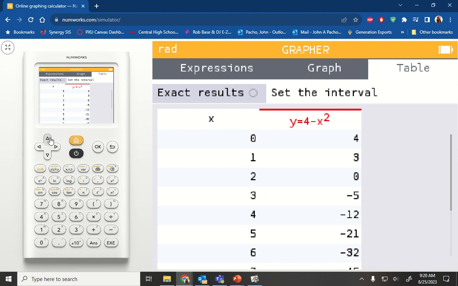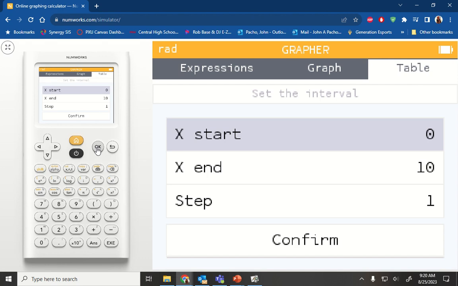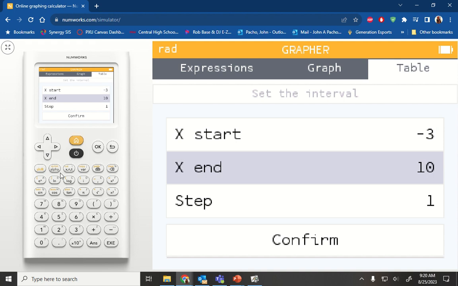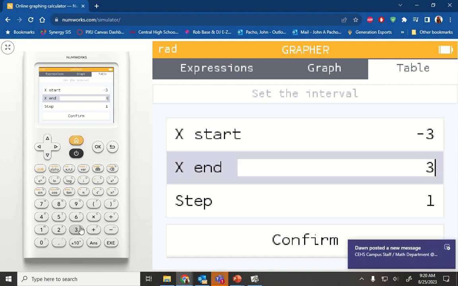Exactly. We could just go set interval. X start, negative. Okay. We want what numbers? -3, right? So I'm going to put -3 there. Go down, and that one's going to be a +3, isn't it? Okay. There we go. And steps.